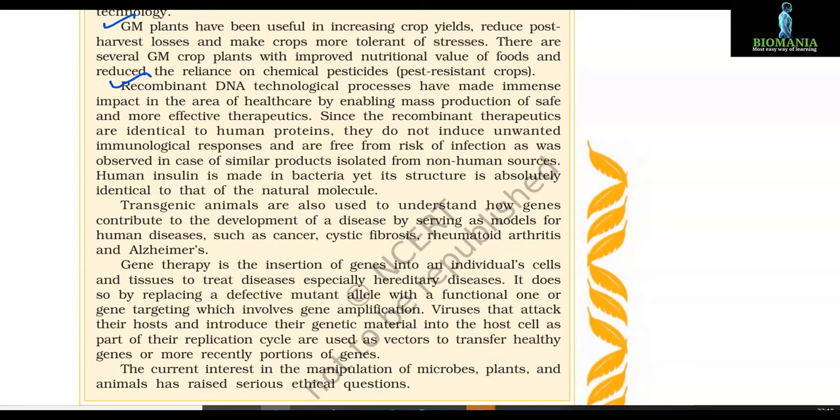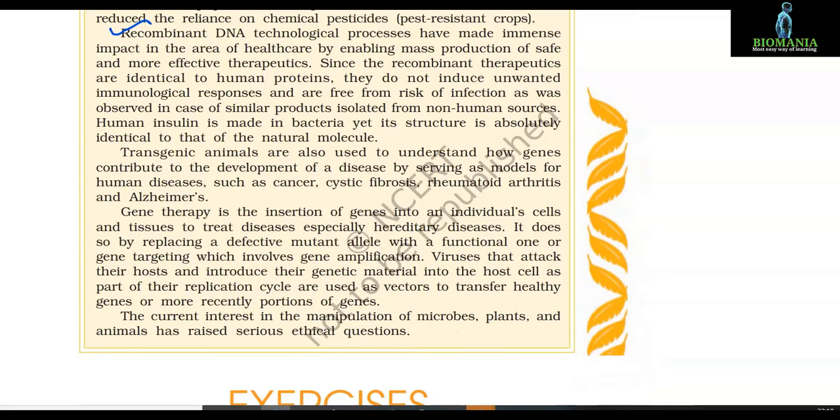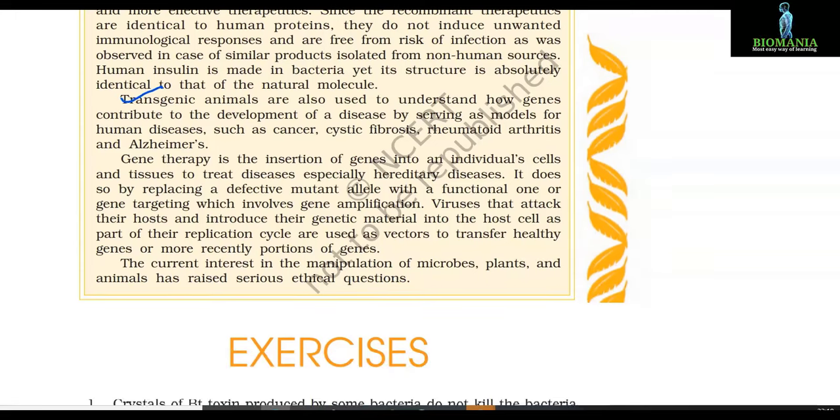Since the recombinant therapeutics are identical to human proteins, they do not induce unwanted immunological responses and are free from the risk of infection as was observed in the case of similar products isolated from non-human sources. Human insulin is made in bacteria, yet its structure is absolutely identical to that of the natural molecule. Transgenic animals are also used to understand how genes contribute to the development of a disease by serving as models for human diseases such as cancer, cystic fibrosis, rheumatoid arthritis, and Alzheimer's.